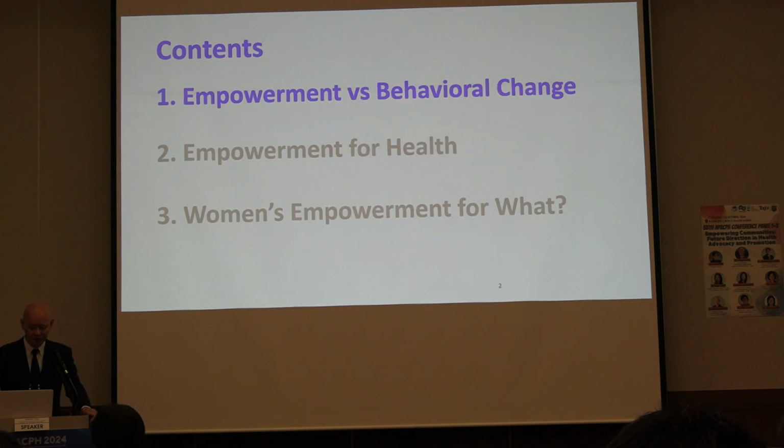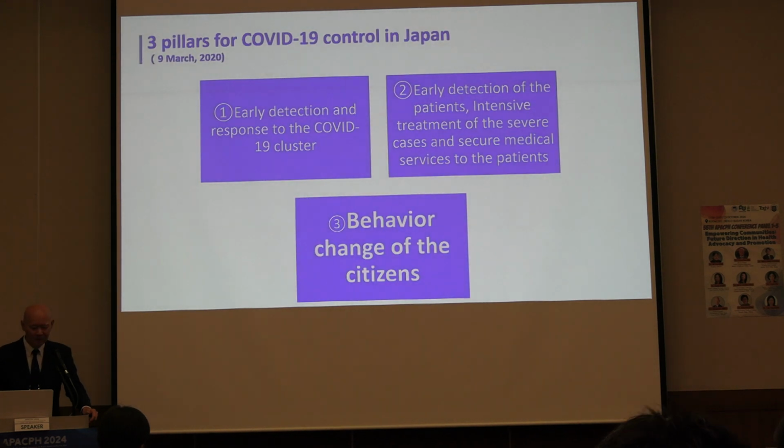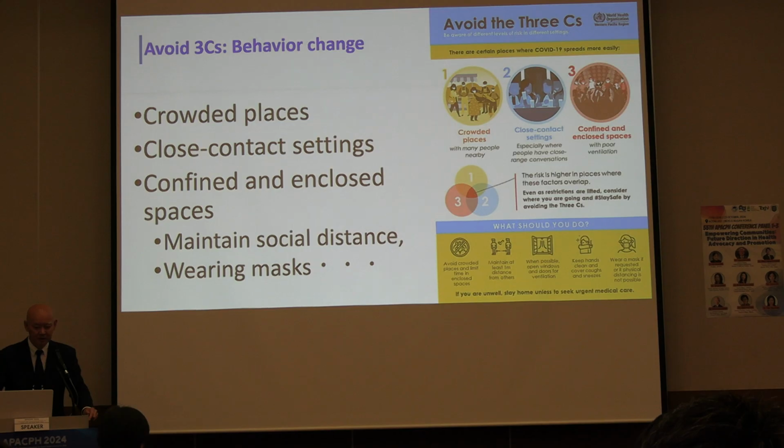Empowerment versus behavior change, then empowerment for health, and then women's empowerment for what? I used to think behavior change is one of the most important goals in health promotion. But behavior change sometimes causes problems. During COVID-19 in Japan, behavior change of the citizens was one of the major pillars identified by the government. Then these three C's were allocated in a top-down way: avoid crowded places, avoid close contact settings, and avoid confined and enclosed spaces.